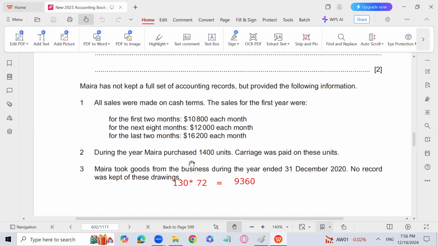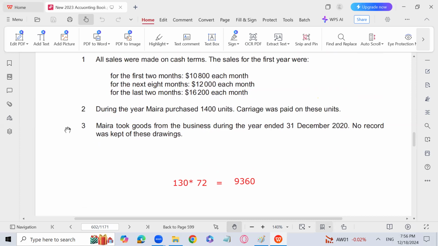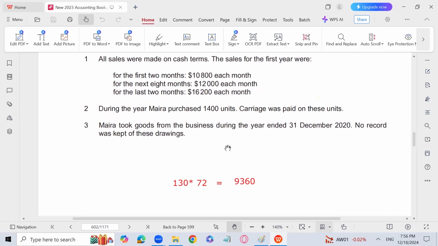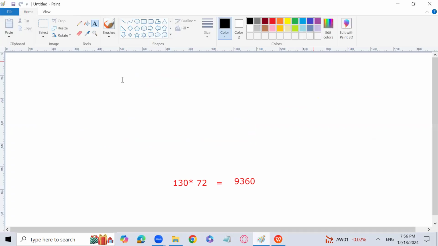During the year, Myra purchased 1,400 units. Carriage was paid on these units. Always remember that carriage was paid on these units. So 1,400 purchases multiplied by 72, because each unit cost is not 70, including the carriage inward, it becomes 72. Myra took goods from the business during the year. No record was kept of these drawings. So there are goods drawings, but they are not yet recorded, and we have to find them in our question.